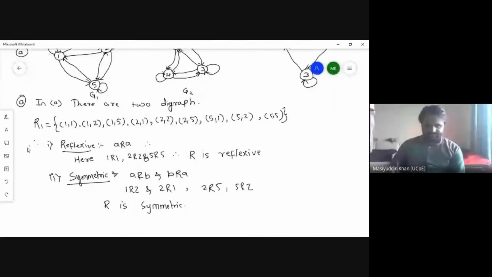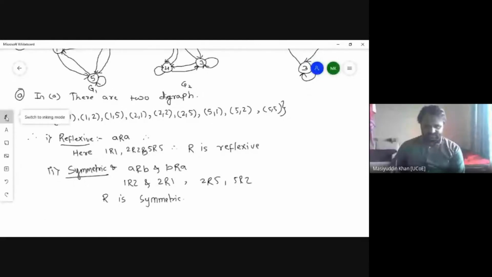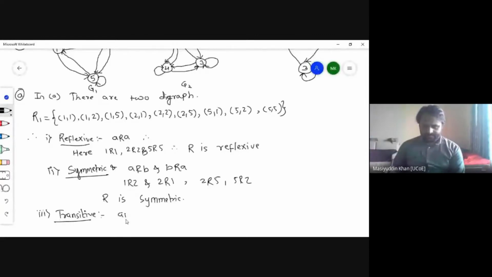Next, we have to verify that it is transitive. So the last one is the transitive pair. What is transitive? Transitive means A related to B, B related to C, therefore A related to C. Here you can say 1 related to 2, 2 related to 5, and 1 related to 5 is present. Therefore R is transitive.